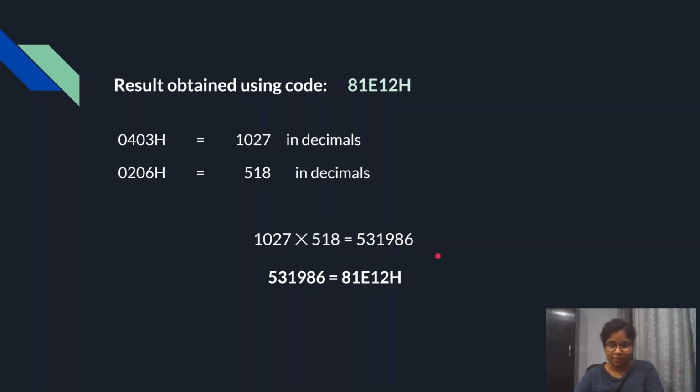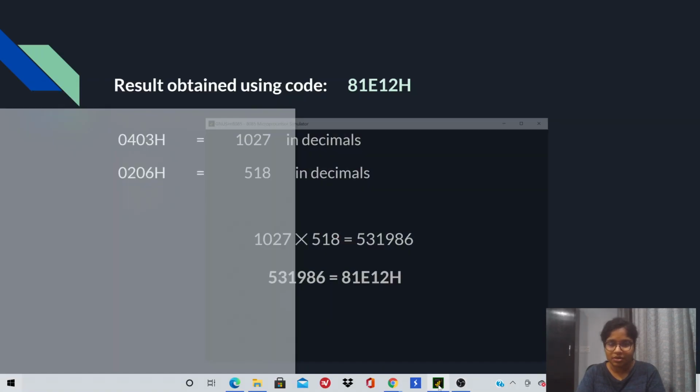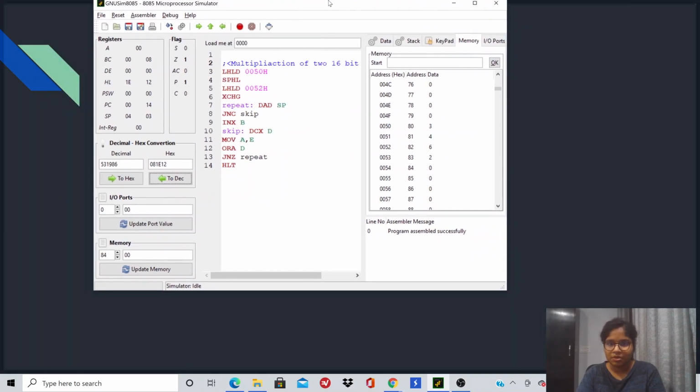we'll get this number, and you might remember this is the number that we saw in the decimal hex converter in the simulator. The number that we obtained in the hexadecimal number system, and the number that we obtained by multiplying these two numbers, are basically equal. We'll go back to the simulator and see for ourselves. These are the two numbers that we have obtained.